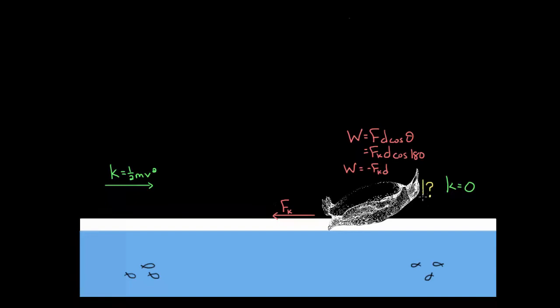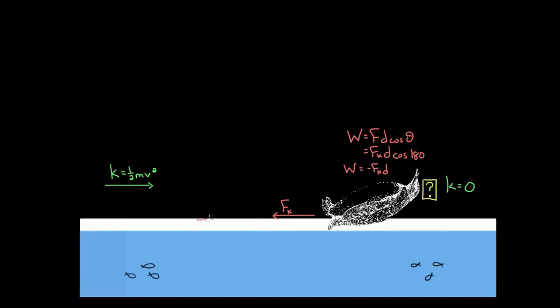But this still doesn't answer Walter's question. Where did the kinetic energy go? Friction may have done negative work on this penguin, but where did that energy end up? And you probably have a good idea, because when two surfaces rub together, some of that energy of motion is going to get transformed into thermal energy in those two surfaces.